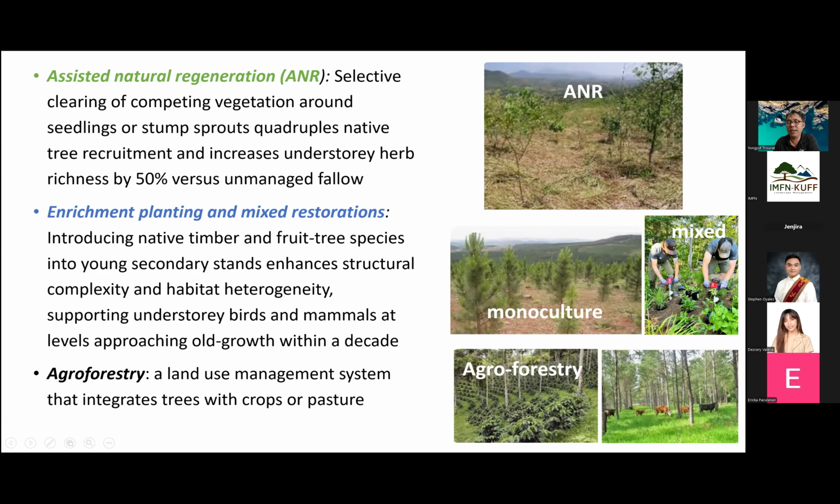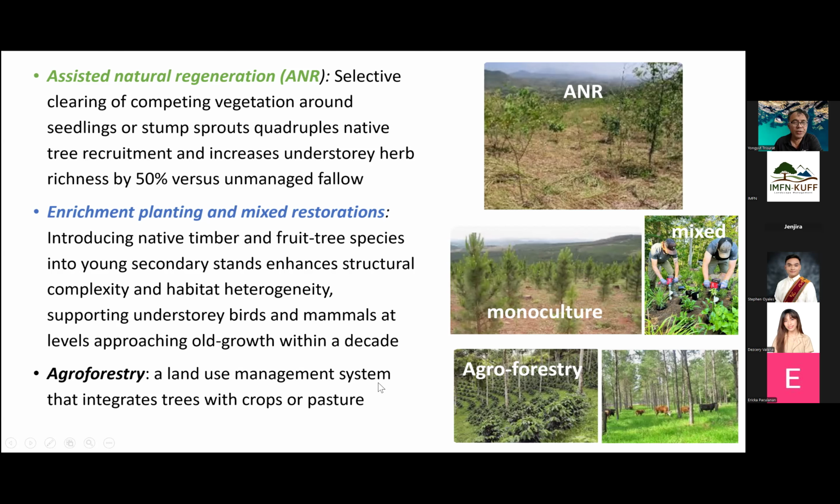So this one is mainly applicable to small sizes or for experiments, but for large-scale plantations, particularly for economic purposes, we usually use the monoculture practice.